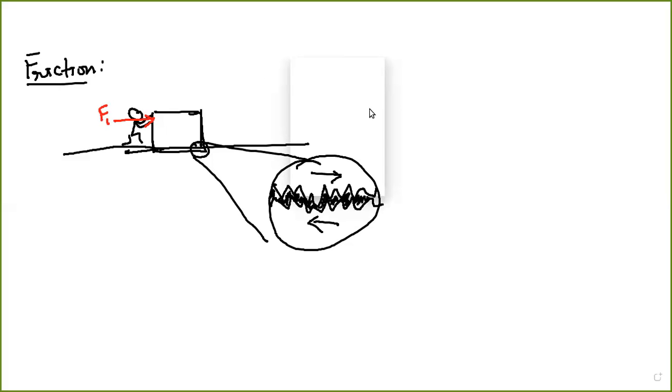Hey, I changed the color. Didn't change. Yeah, now we got it. So we can put that as the force of friction.